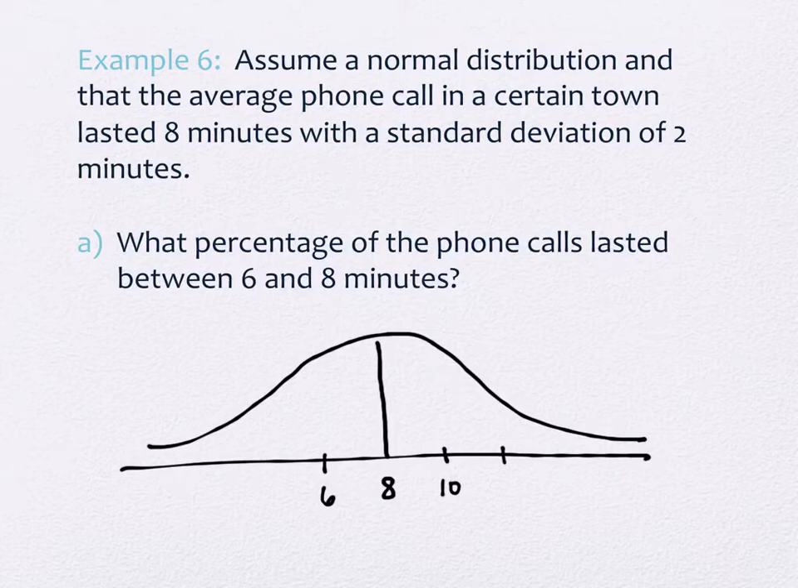We're going to go out 2 standard deviations now. So we're going to add 2 more to it and take 2 more away. So now I'm at 4 and 12. And I'm going to go out 3 standard deviations, add 2 more, and I'm at 14 and 2.